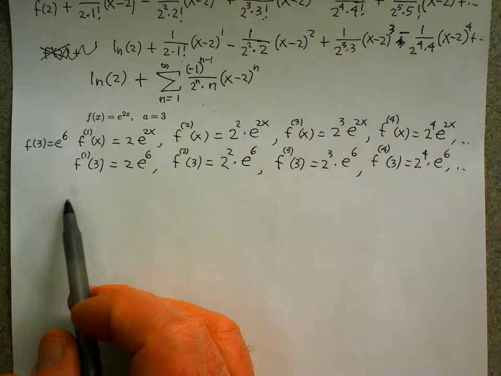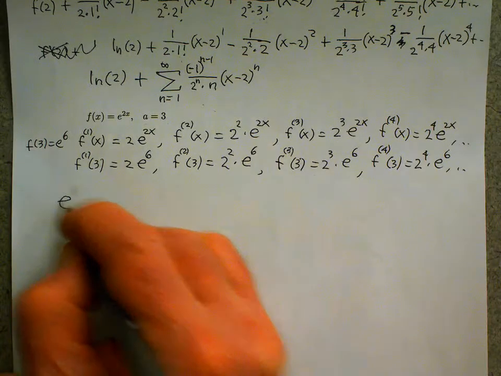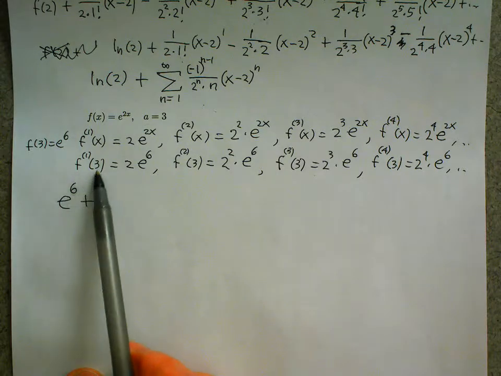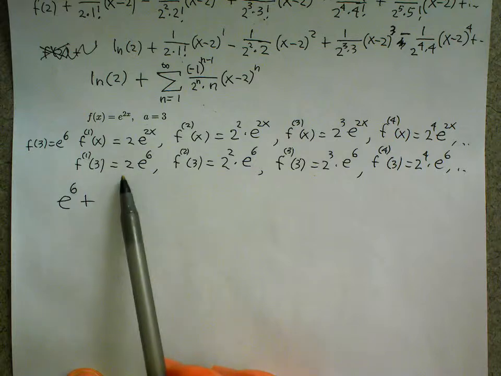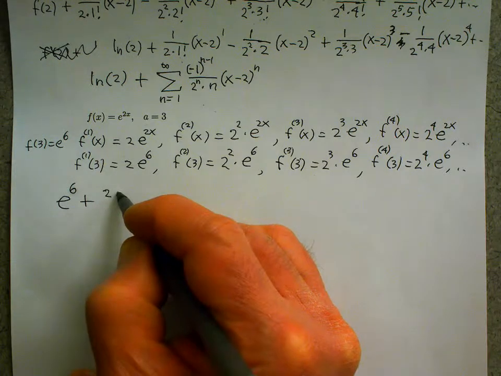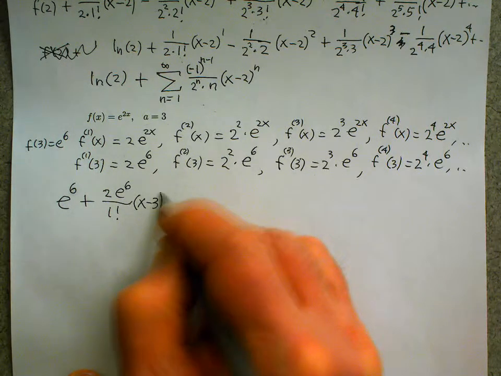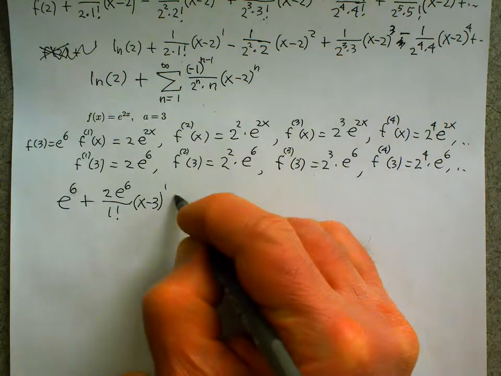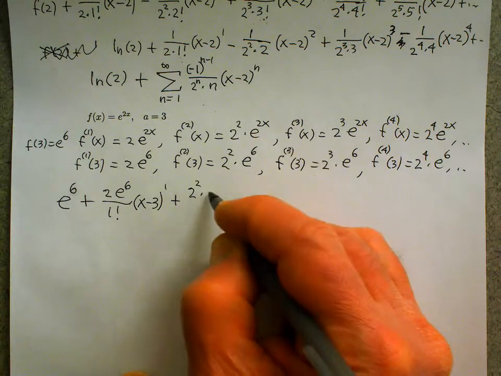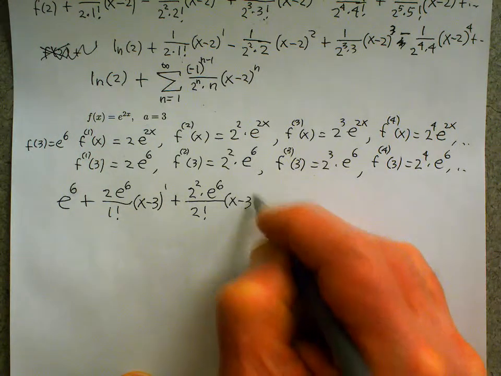Okay, so now we can write down the Taylor series. The first term is f of 3, or e to the 6th. And then plus the first derivative evaluated at 3 divided by 1 factorial times x minus 3 to the first. So we'll write this as 2 times e to the 6th over 1 factorial times x minus 3 to the first. Then the next term, in the numerator we have 2 to the second times e to the sixth divided by 2 factorial times x minus 3 to the second.